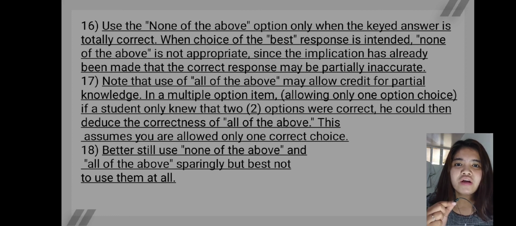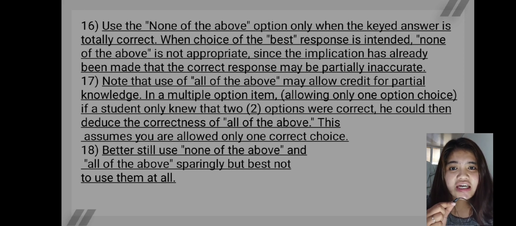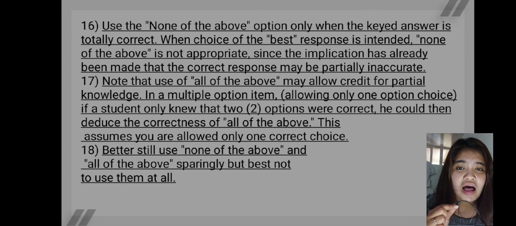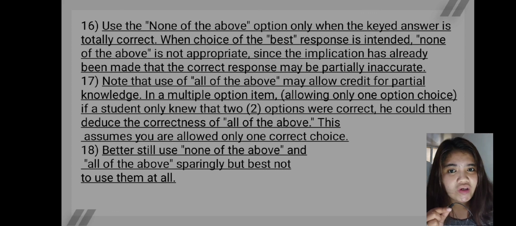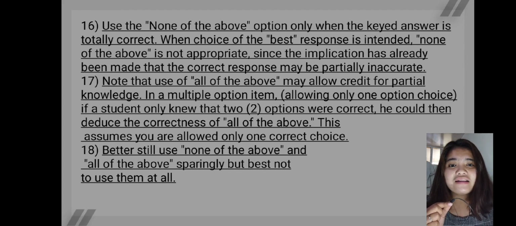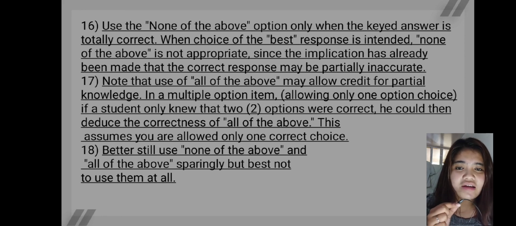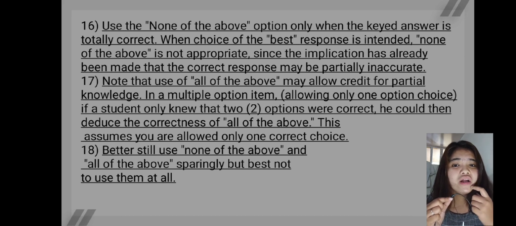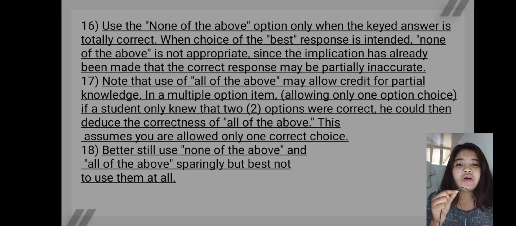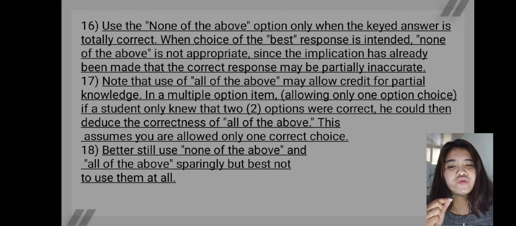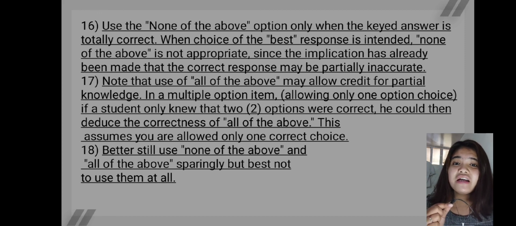Number 17. Note that use of all of the above may allow credit for partial knowledge. In a multiple option item allowing only one option choice, if a student only knew that two options were correct, he could then deduce the correctness of all of the above. This assumes you are allowed only one correct choice. Number 18. Better still, use none of the above and all of the above sparingly, but best not to use them at all.